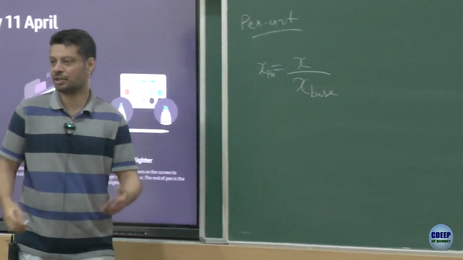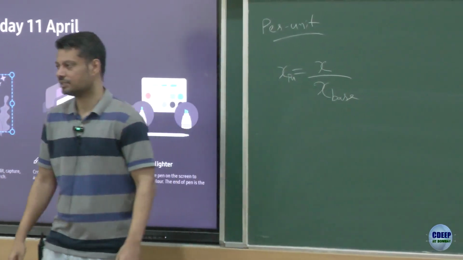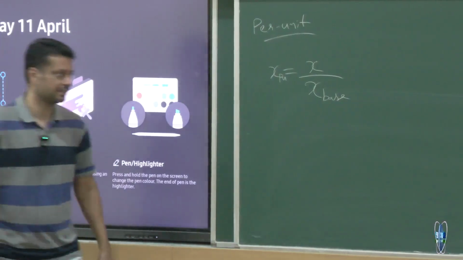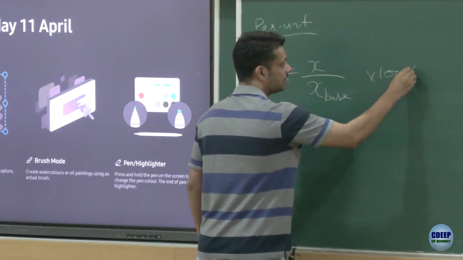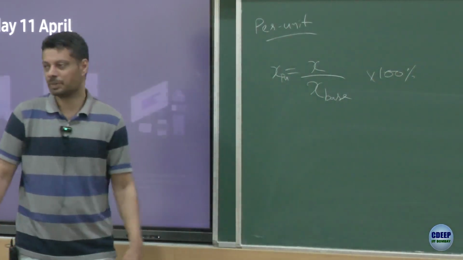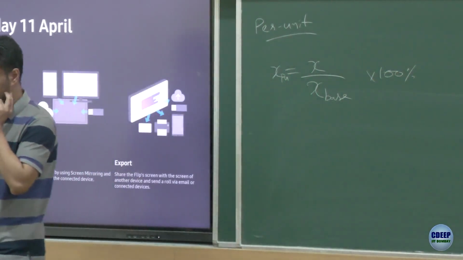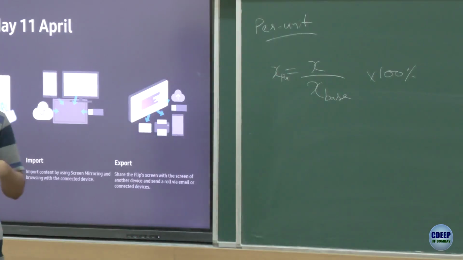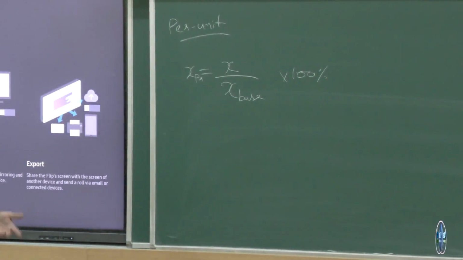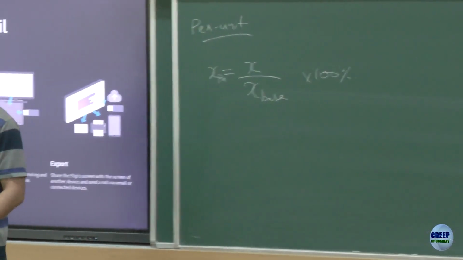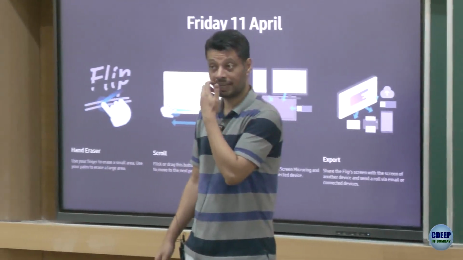So you can represent x per unit as a fraction, or as a percentage by multiplying it with 100. That is a simple thing, there is nothing complicated here. Now the only thing is how do you define the x base? You can define it any way you like, but there are some standard practices for how people define the base values.